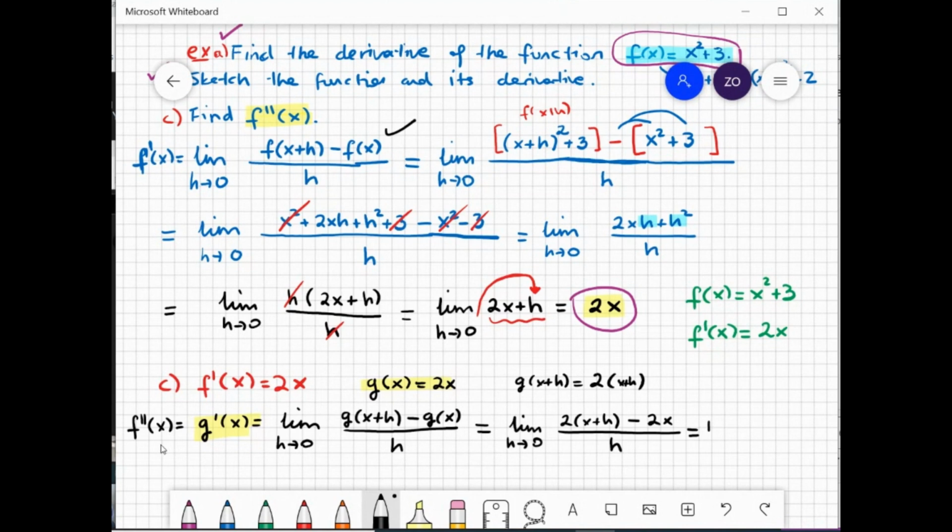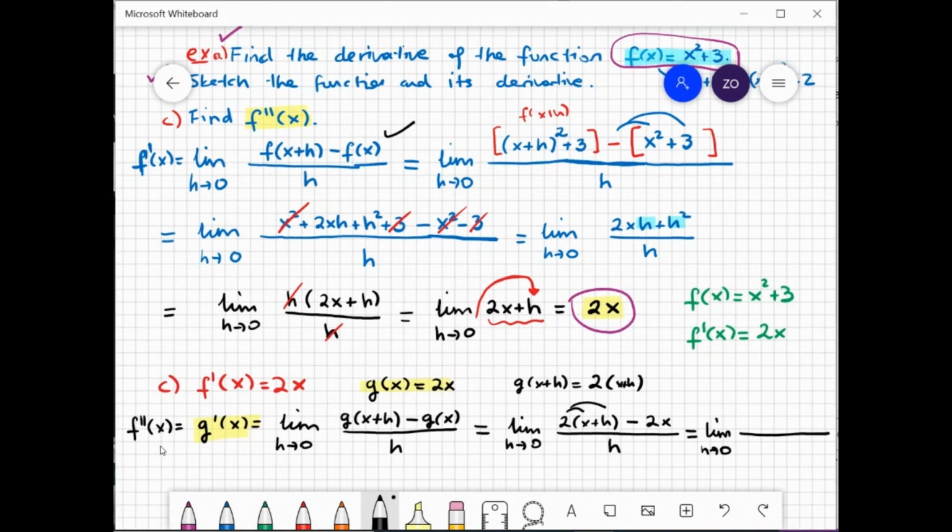Okay, what does this simplify to? The limit. So what do we have in the numerator? 2x plus 2h minus 2x. So the 2x's will cancel out. So we will find 2h divided by h, and we can also simplify. After we subtracted 2x minus 2x, we have 2h over h. So these will also cancel out.